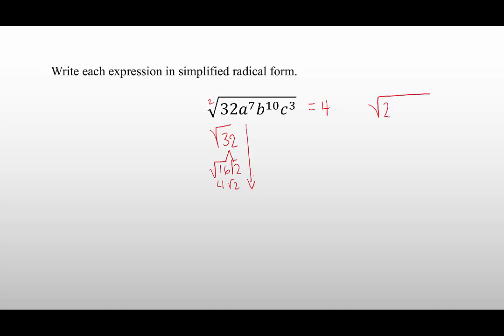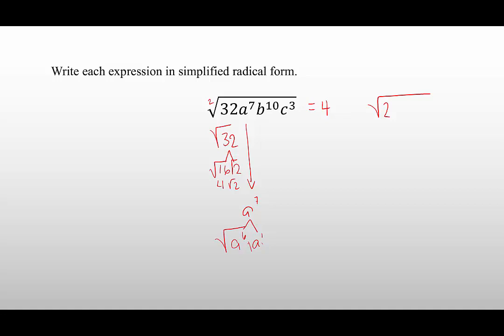For a to the 7th, we want to think about what's the largest multiple of 2 that's not bigger than 7, since this is a variable. That would be 6. So we're going to write this as a to the 6th times a to the 1, because that's what the same base multiplication property tells us: we can split up 7 into 6 and 1 with the same base, because if we were to combine these, we would add them and get back to 7.